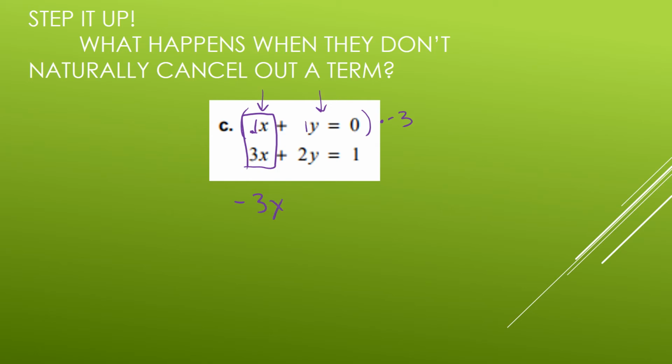Then I would do 1 times -3 would be -3y. And then 0 times -3 would just be 0. Okay. The bottom equation we're going to leave the same. We don't need to manipulate that one also. In some questions you do, but in this one we don't.